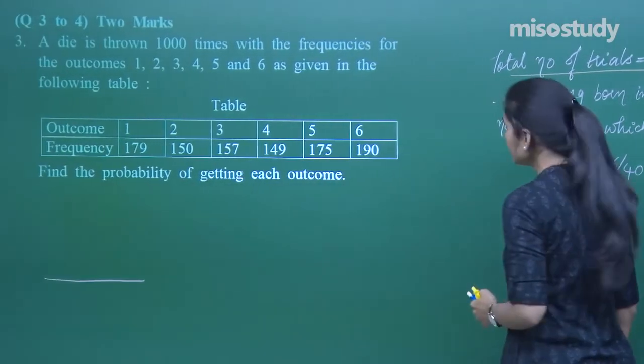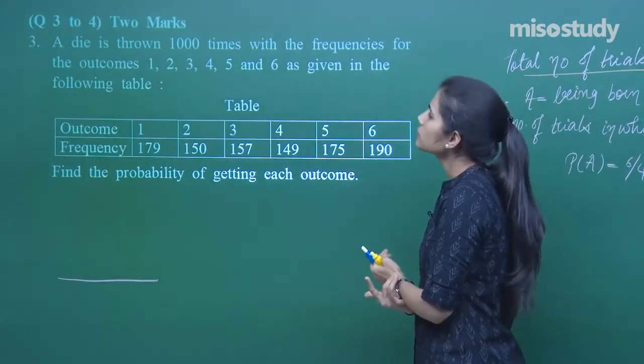A die is thrown 1000 times with the frequencies for the outcomes 1, 2, 3, 4, 5 and 6.